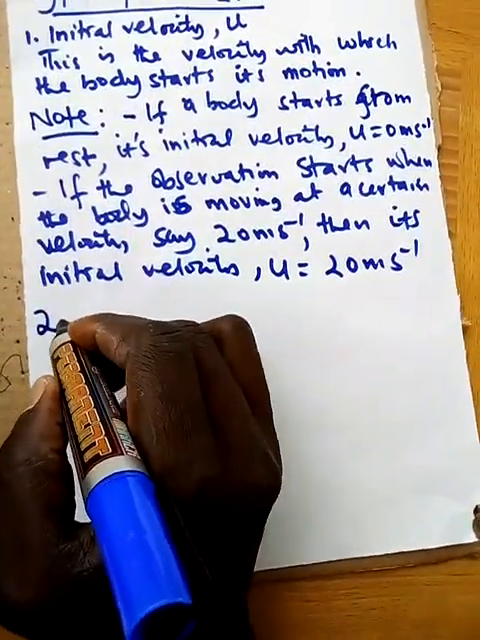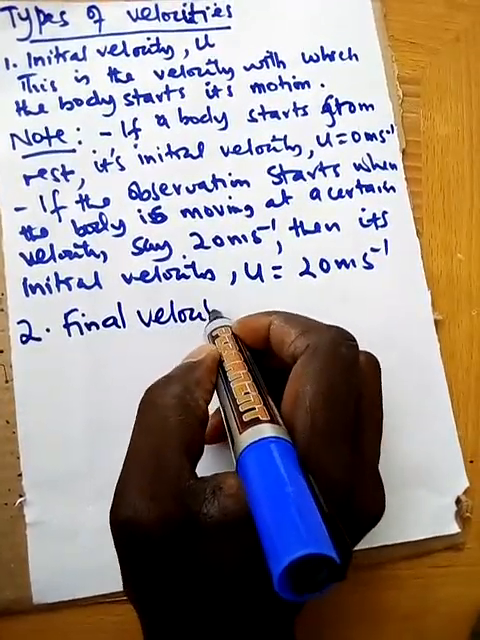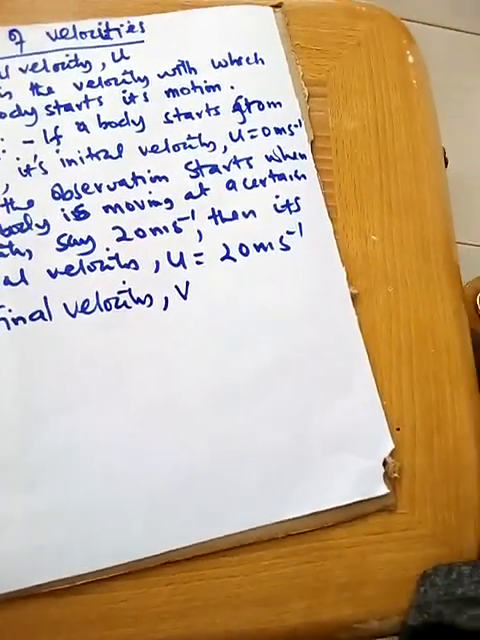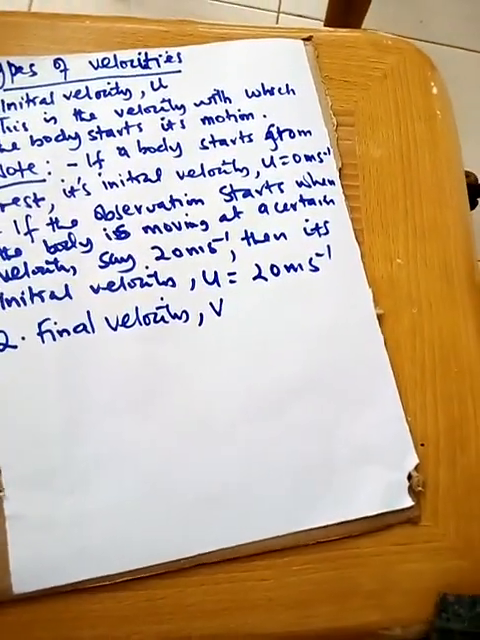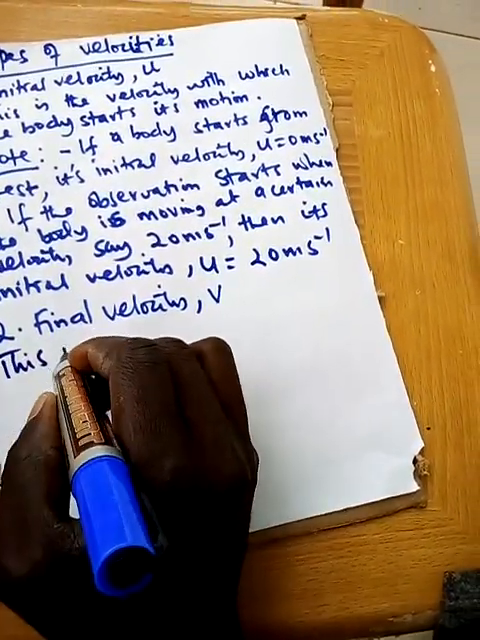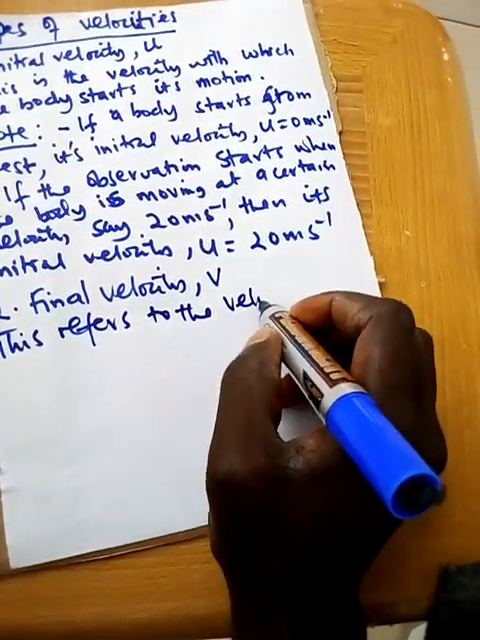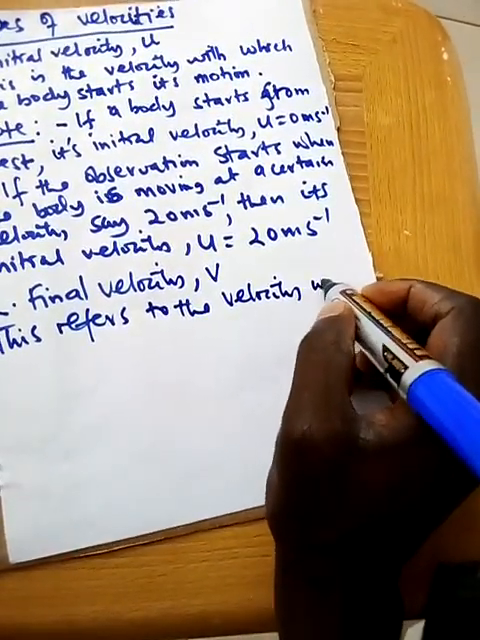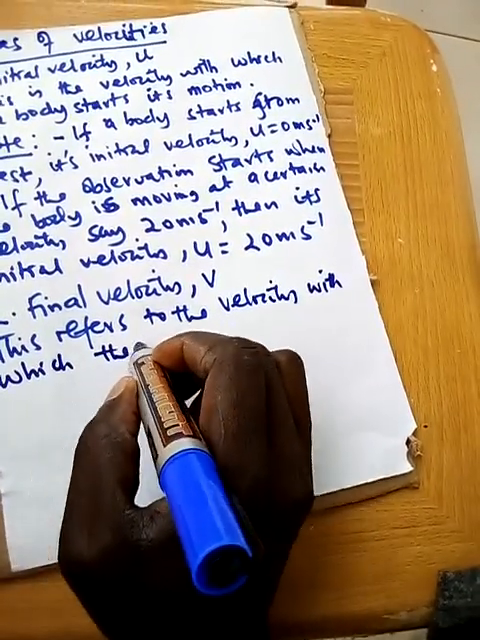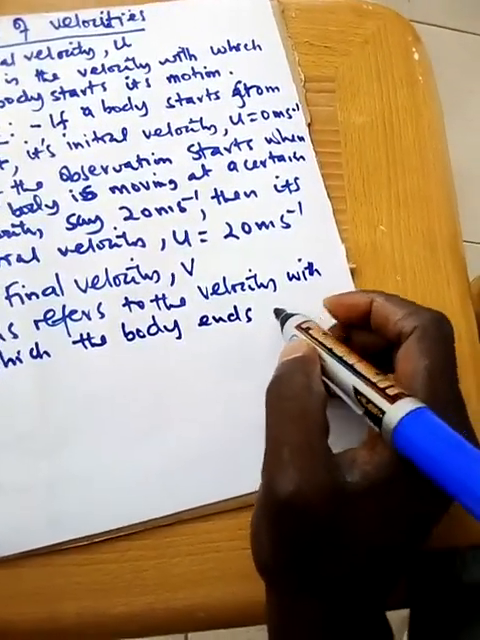Two is the final velocity. For final velocity, we use small v. How do we define final velocity? This refers to the velocity with which the body ends its motion.